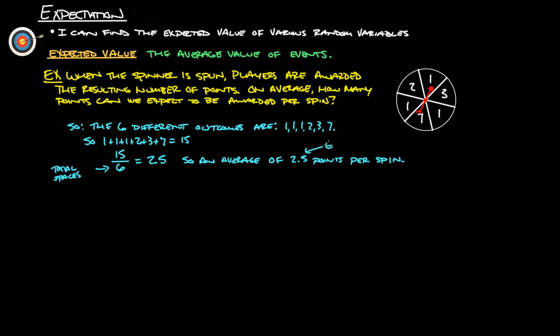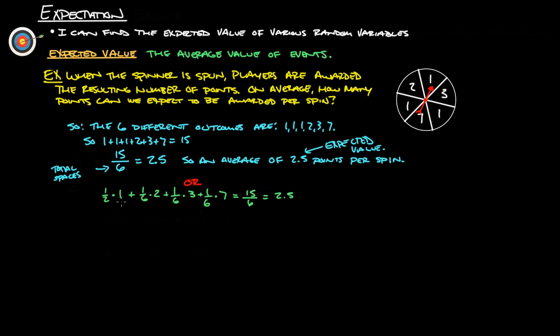This here is the expected outcome. Oh, expected value, sorry, not outcome. Expected value, per spin. All right.